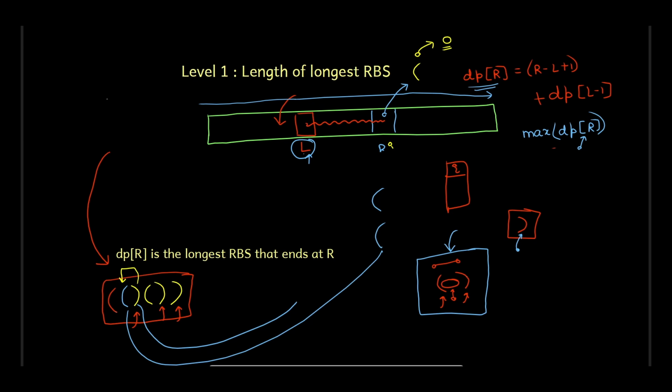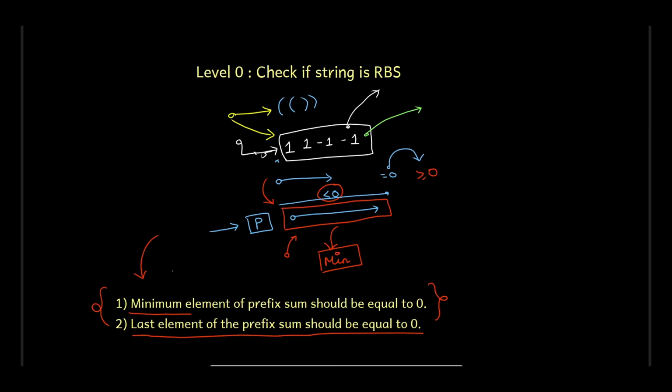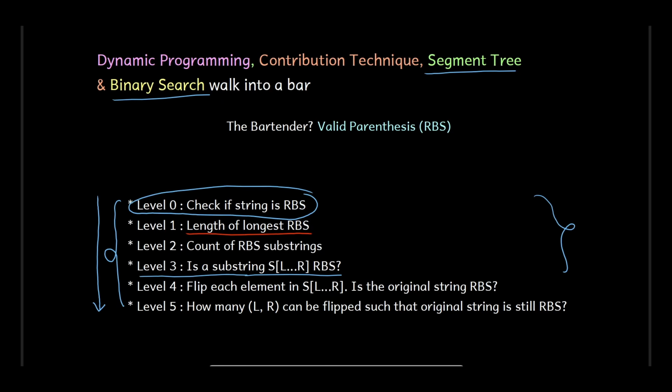So this is level 1. Now this level 1 also has a fancy data structure solution, but I will talk about that later when we talk about a more difficult problem, and we will come back to it. Right now the stack and DP approach works just fine. Now let's look at level 2.